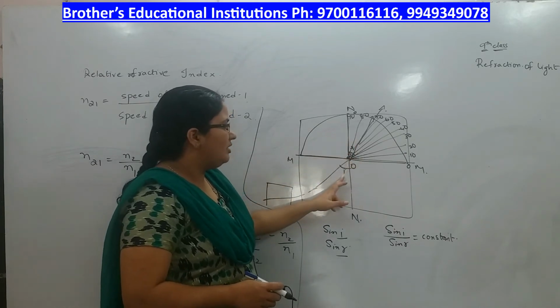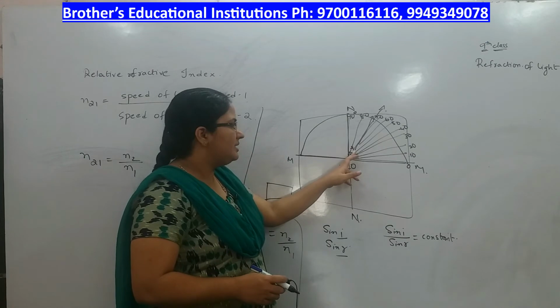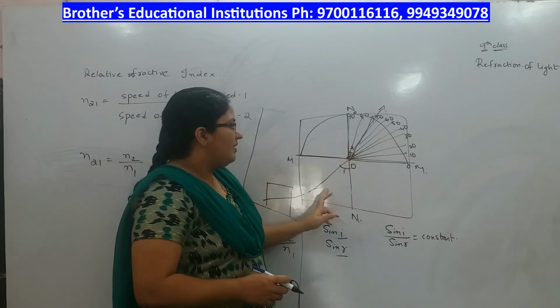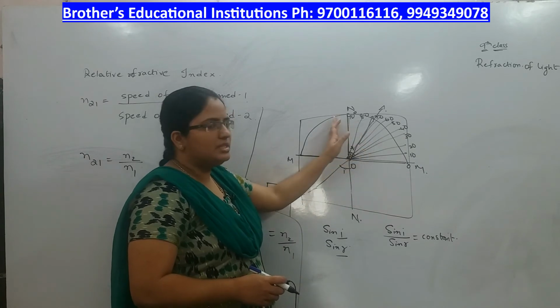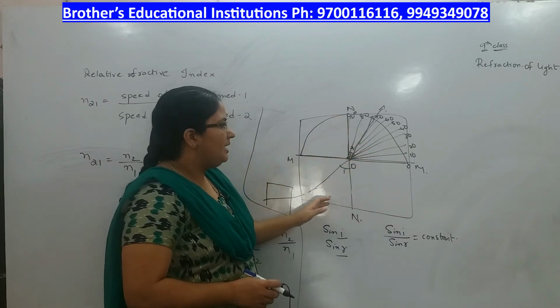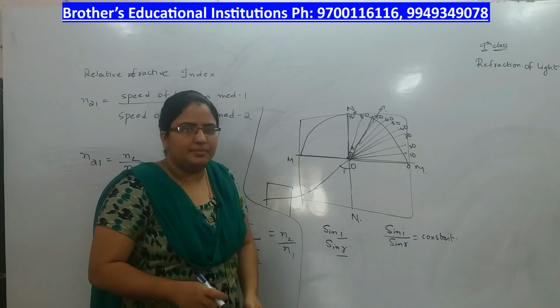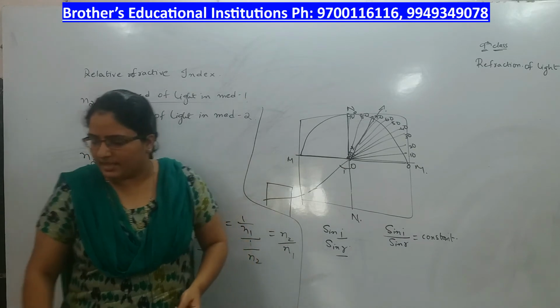As you change angle I, angle R also changes, and whenever the light ray moves from rarer medium to denser medium, it bends towards the normal. That can be understood by this activity. Let us discuss the next activity.